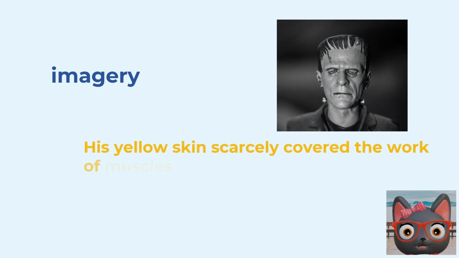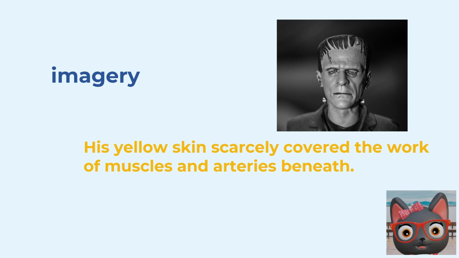Imagery is visually descriptive language. From Mary Shelley's Frankenstein, his yellow skin scarcely covered the work of muscles and arteries beneath. Wow, what an image, right? This line describes how Frankenstein's monster looks. It's quite horrific. Also, totally random, but did you notice his yellow skin? The original Frankenstein's monster was not even green, it was yellow. Hollywood made the monster green in the 1931 film Frankenstein because green would show up as ghostly white in black and white films and would distinguish Frankenstein's monster from other characters. And I guess the green color stuck. So that's imagery. It's used to evoke emotion.